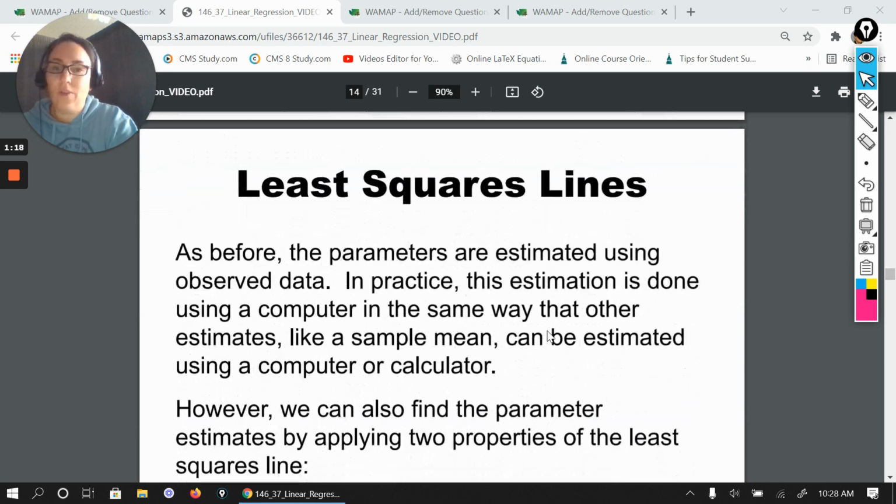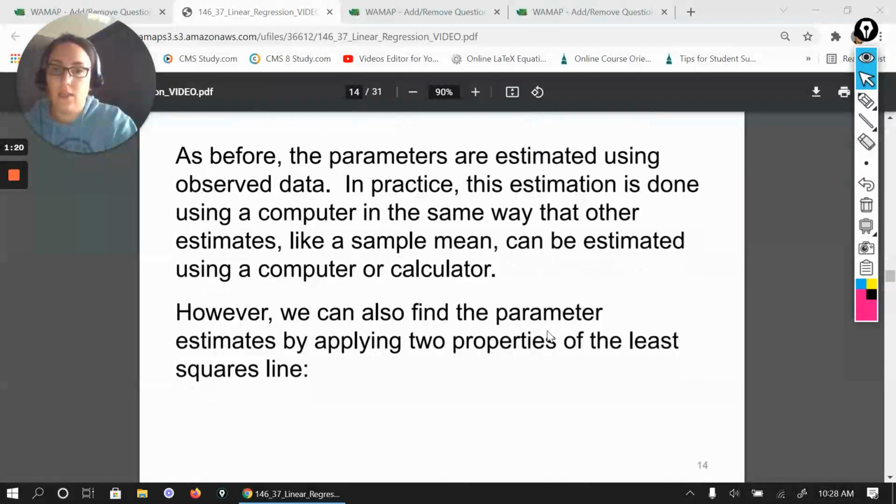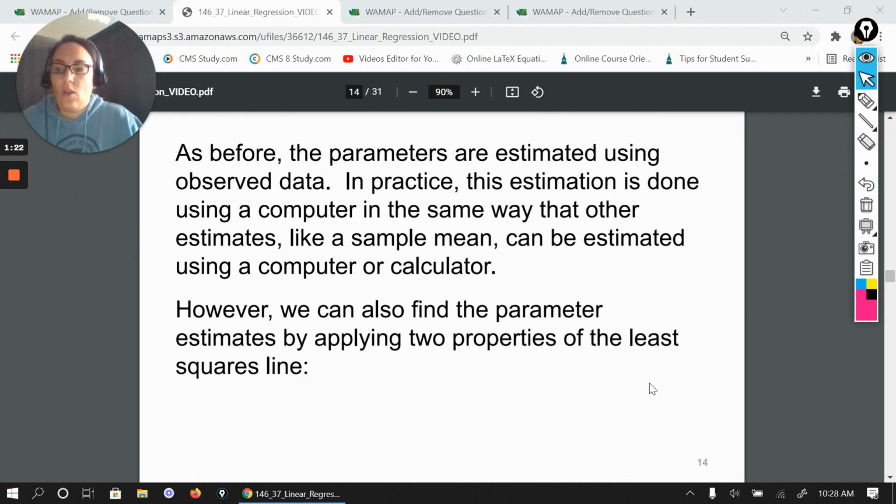As before, the parameters are estimated using observed data. In practice, this estimation is done using a computer, in the same way that other estimates like a sample mean can be estimated using a computer or a calculator. However, we can also find the parameter estimates by applying two properties of the least squares line.